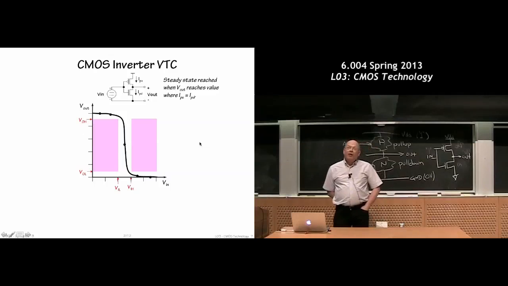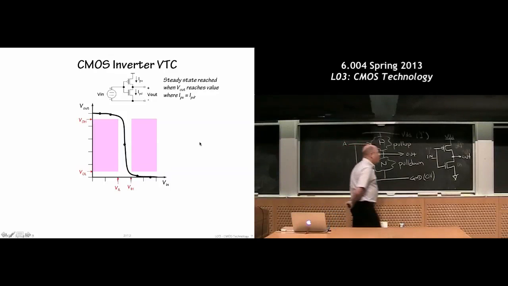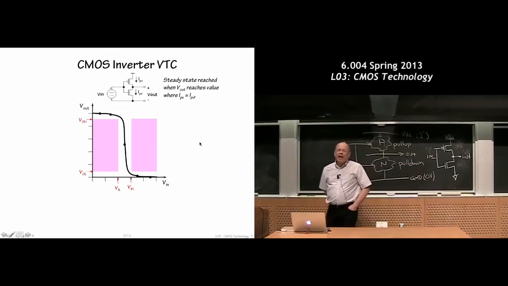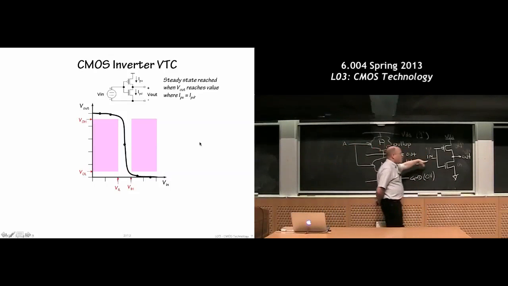Okay, and we're going to build some other logic functions in a moment using more complicated switching networks. But in general, we're going to use these switching networks to make the output charge up through the pull-up path or pull down through the pull-down path, okay, as best we can. Now, my question to you is, what happens if I put an intermediate voltage in there?